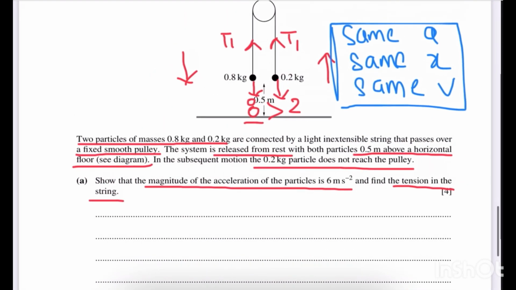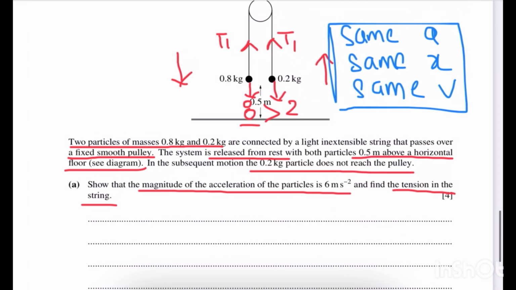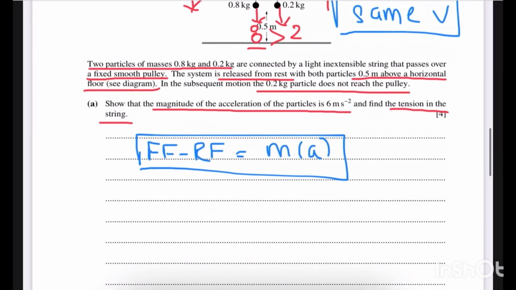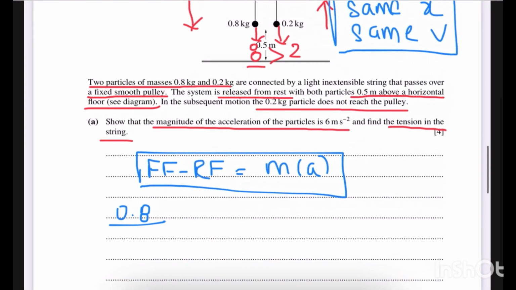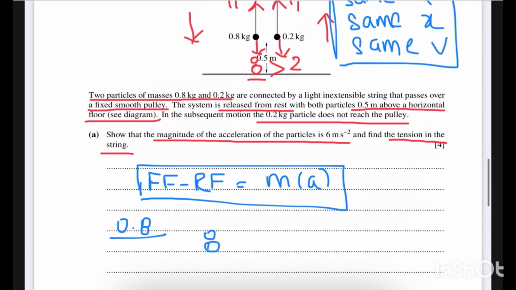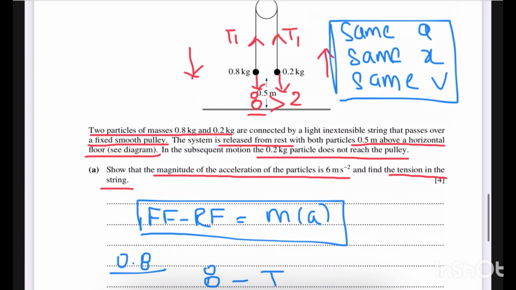Now in order to find the acceleration and the tension, we can use the forces formula, which is forward force minus resistive force is equal to the mass multiplied by the acceleration. Now we will use this forces formula in terms of both the particles. So for the 0.8 kg particle, the forward force will be its weight which pulls it downwards, which will be 8, and then its resistive force will only be the tension in the string, since the tension in the string is acting in the opposite direction of motion.